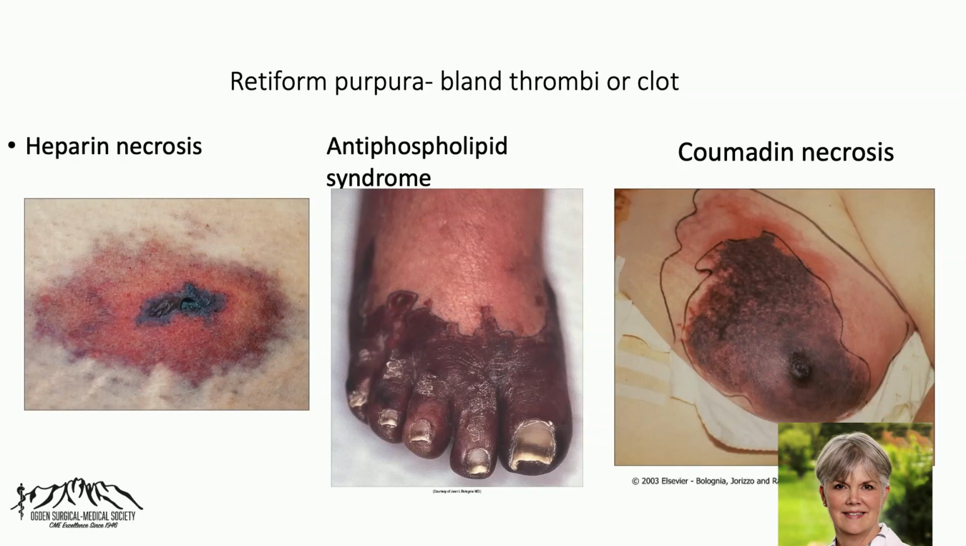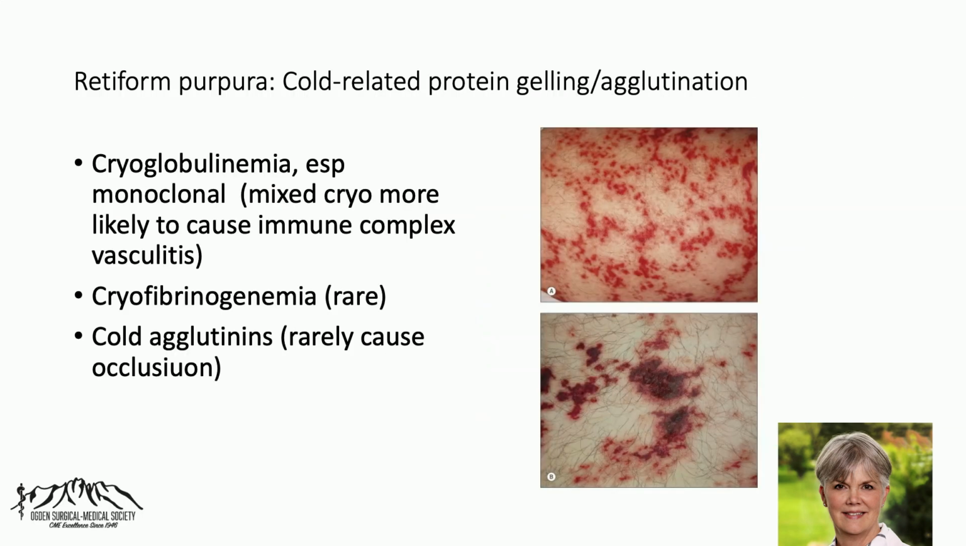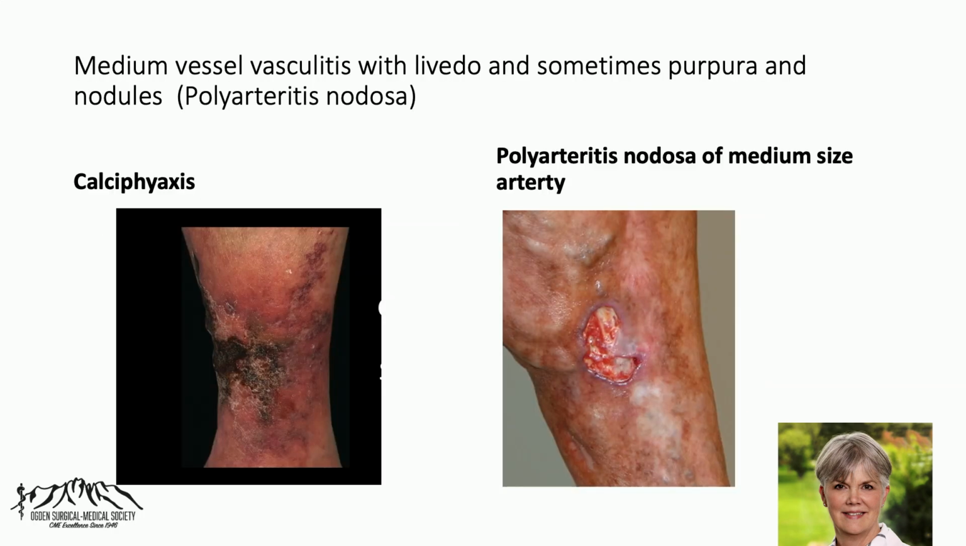And what I want you to concentrate on here is just the spiky nature of the periphery. So when you see this on a patient, you'll say, that's occlusion, that's occlusion, that's occlusion. And then you have to figure out what gave them the occlusion. Here's occlusion from Pseudomonas growing in the vessel. Here's occlusion from cryoglobulins. See the retiform pattern. Here's occlusion from calciphylaxis, which is when calcium deposits in the vessels.